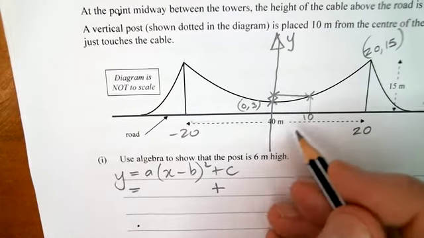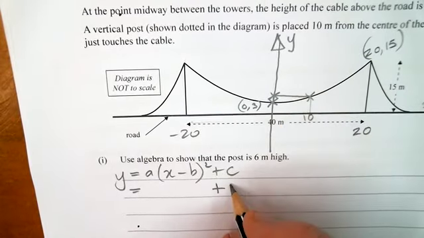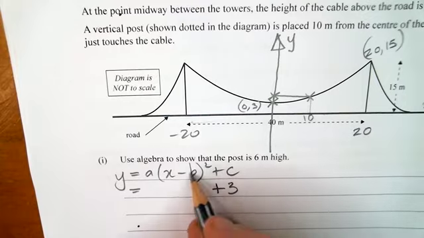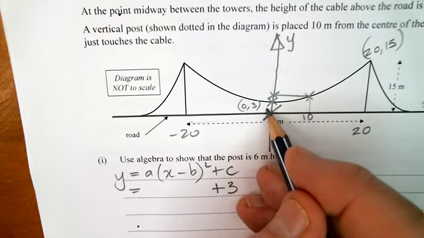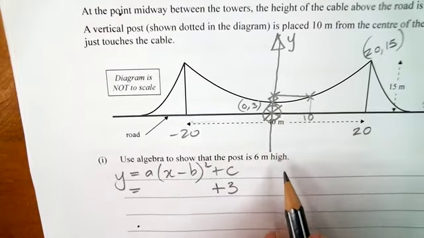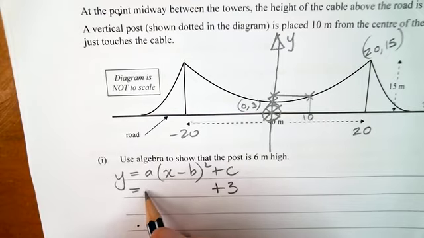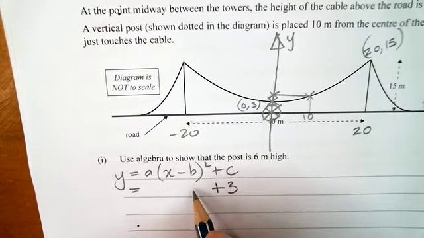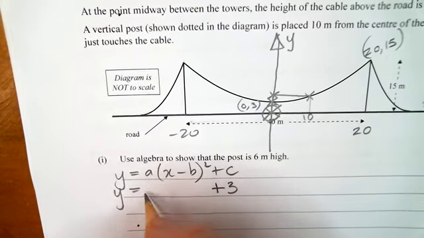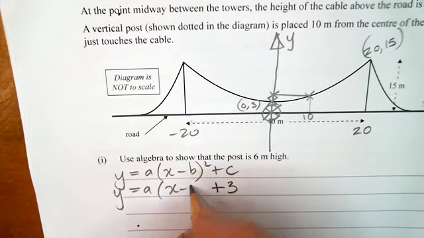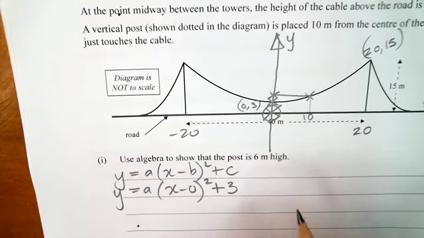C is going to be 3, because we're starting 3 meters up. We're going 0 meters along. We're still at the 0 point. So if I want to write that in, y is equal to a times (x minus 0) all squared, plus 3.